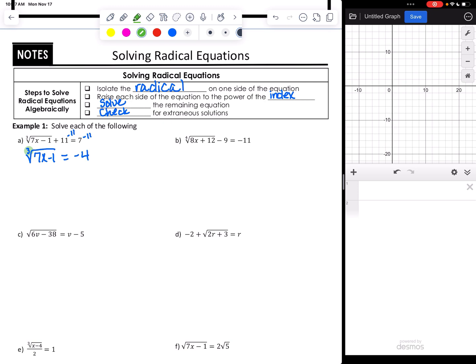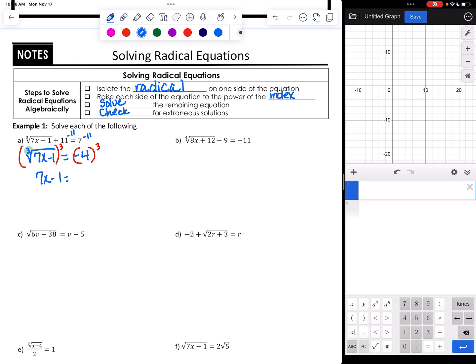So if we want to remove the radical, we need to raise both sides to the third power. So I'll raise this side to the third power, and I'll raise this side to the third power. So the cube root and the third power cancel each other out, and we're left with 7x minus 1 on the left side. And then we have negative 4 cubed.